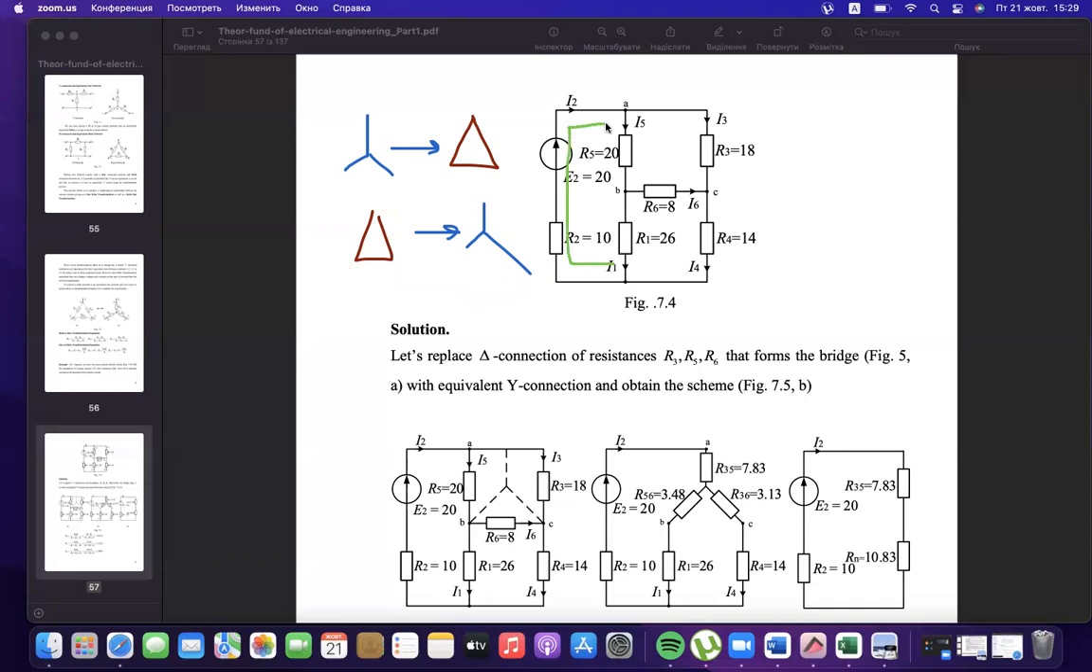If you look at this type of connection, how many meshes do you have? You have 3 meshes: 1, 2, 3. If you make the delta star transformation, substituting star instead of delta, like it's shown here.